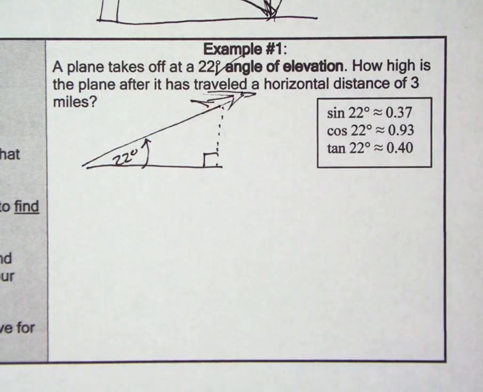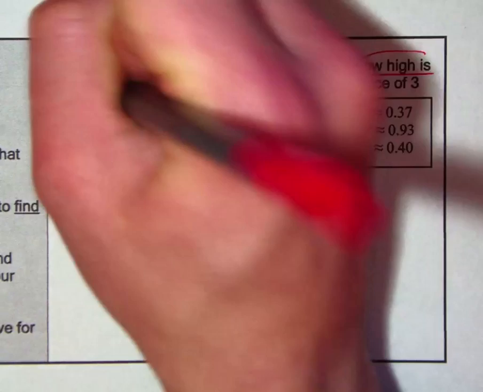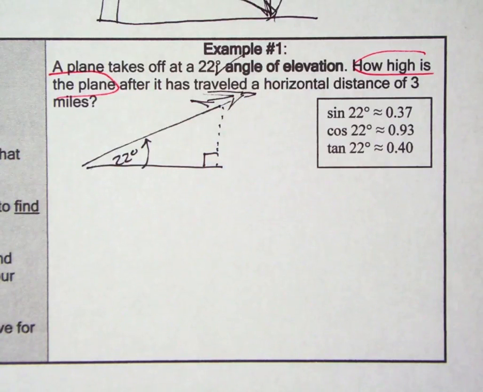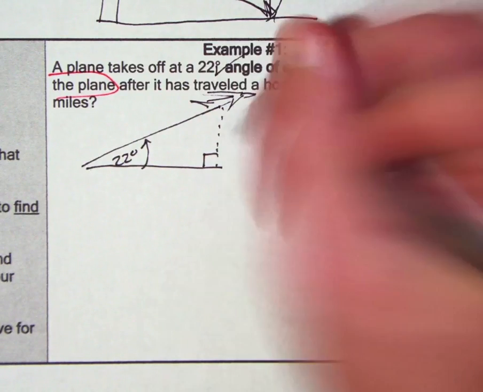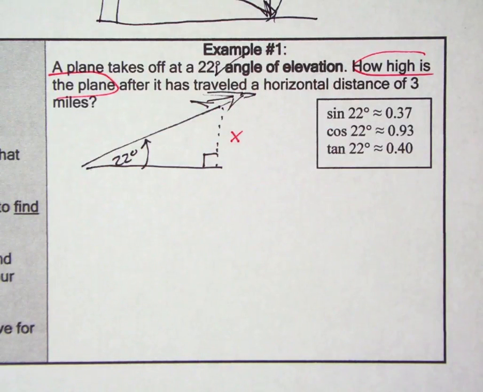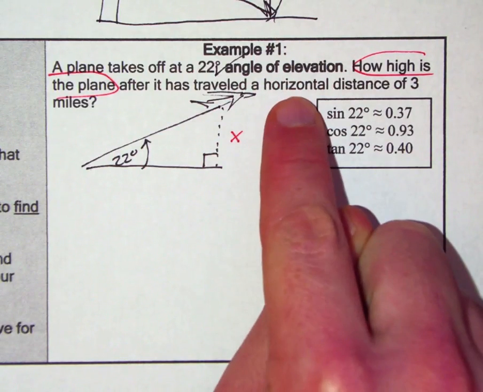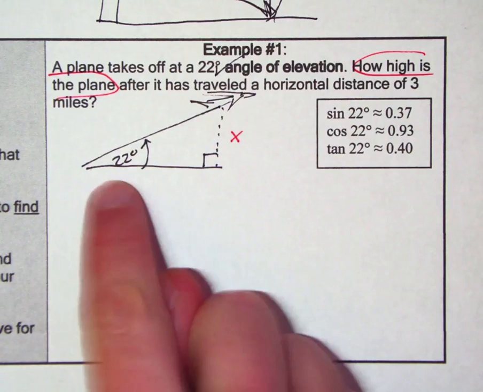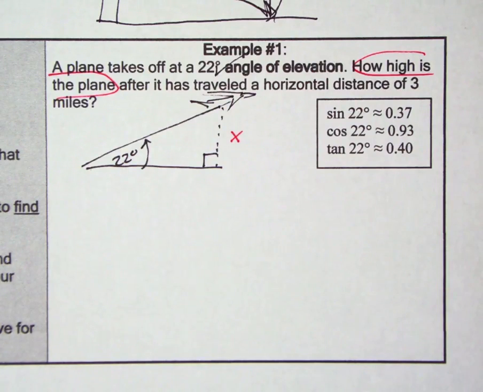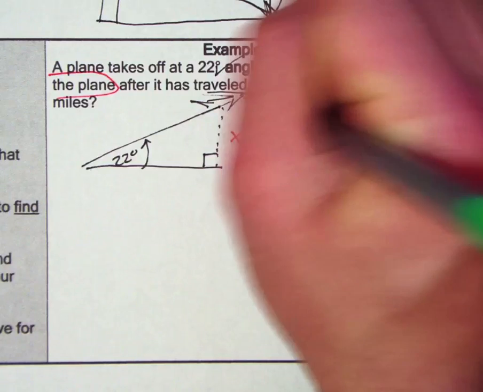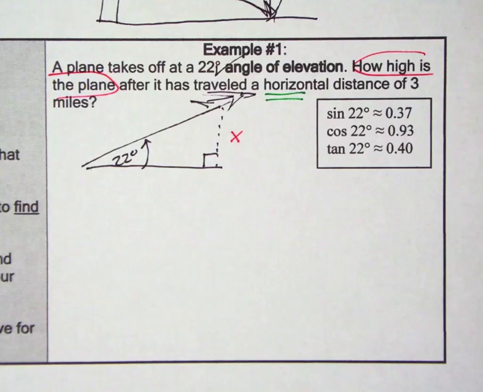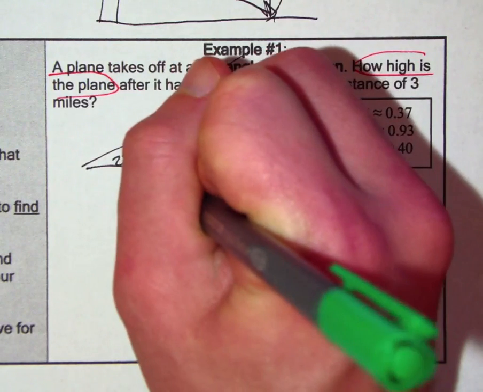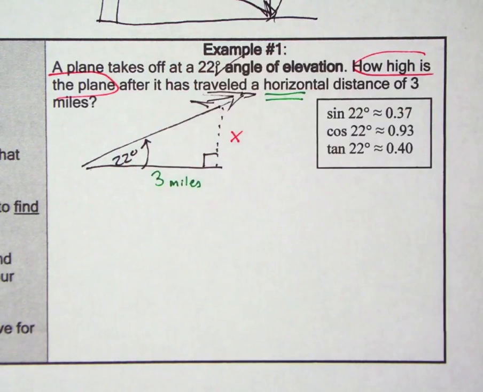How high is the plane? So that's my find. How high is the plane after it travels a horizontal distance of 3 miles? Well, how high is going to be this right here? You can call it h for height if you like, or we can just call it x. Now, what's a horizontal distance of 3 miles? That would be this right here. Horizontal, like the horizon, is the straight line where the sky meets the earth. So this distance was 3 miles right here.